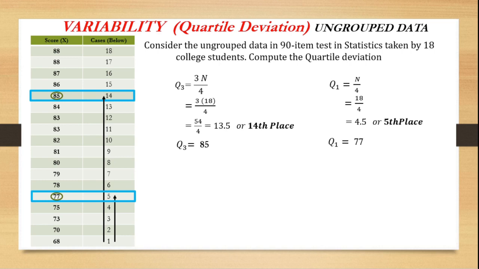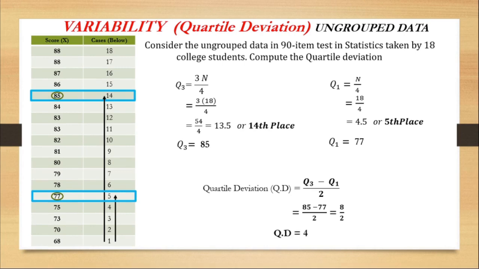Since we already have our third quartile, which is 85, and our first quartile, which is 77, then we can now compute our quartile deviation. Using the formula, third quartile minus the first quartile divided by 2 is equal to 85 minus 77 divided by 2 is equal to 8 divided by 2. Then the quartile deviation is equal to 4.